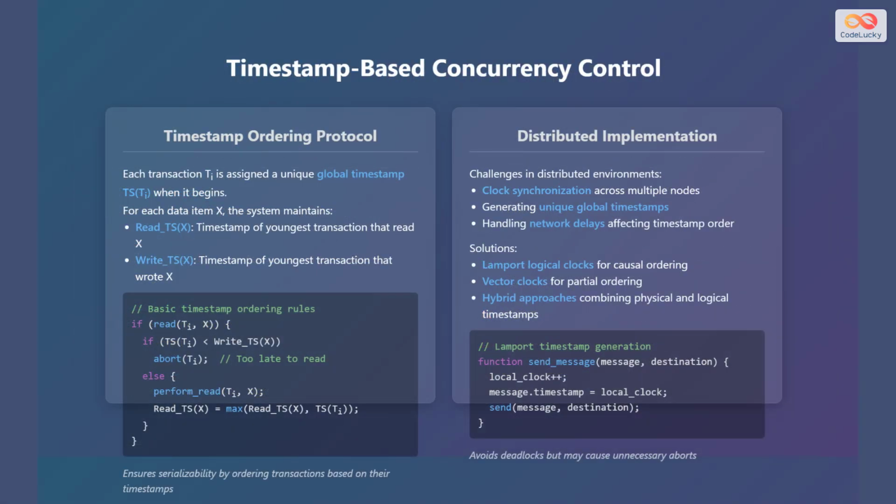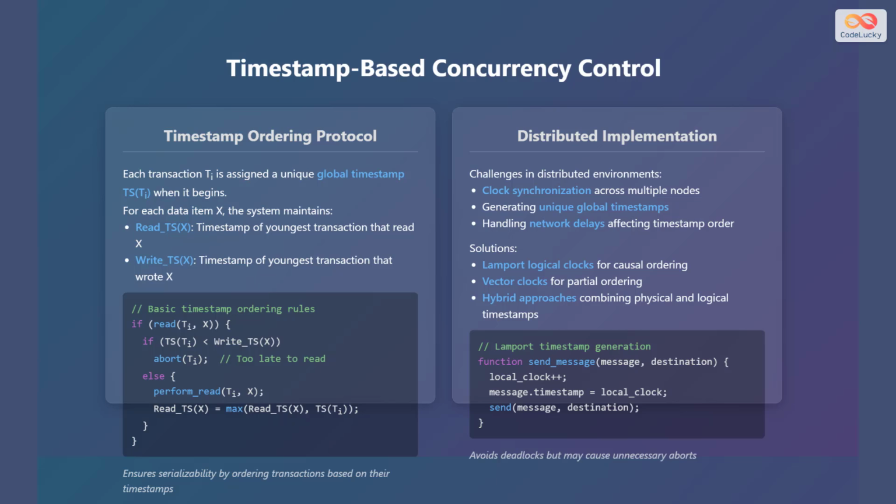Let's discuss timestamp-based concurrency control. Each transaction, labeled T sub I, is assigned a unique global timestamp, labeled TS of T sub I, when it begins. For each data item X, the system maintains a read timestamp of X, which is the timestamp of the youngest transaction that read X.